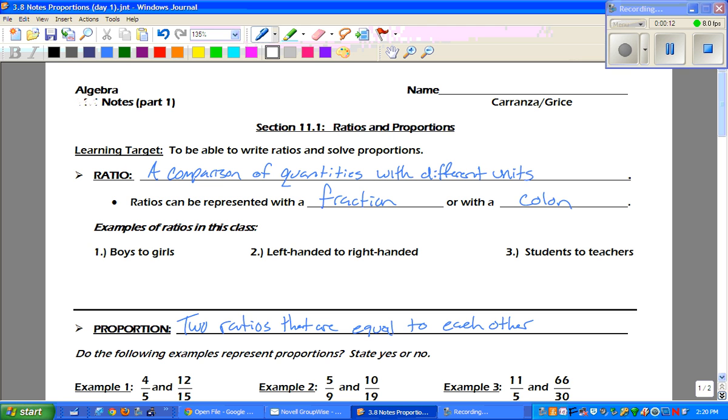So we have a little miscommunication here. This is an 11.1, it is 3.8.